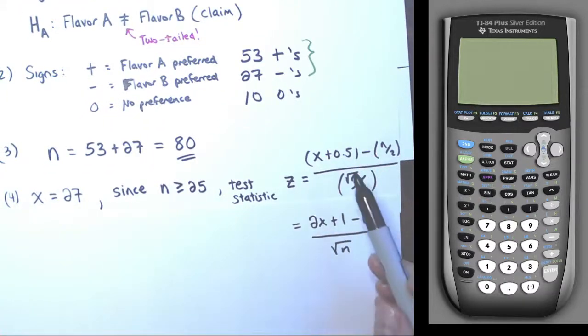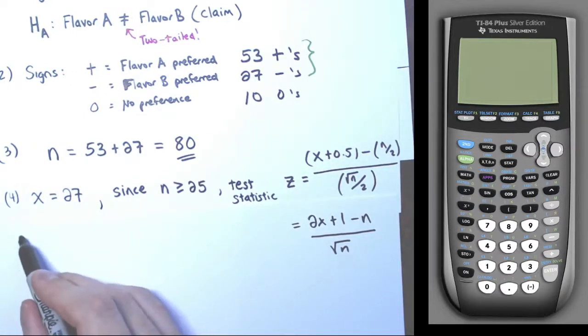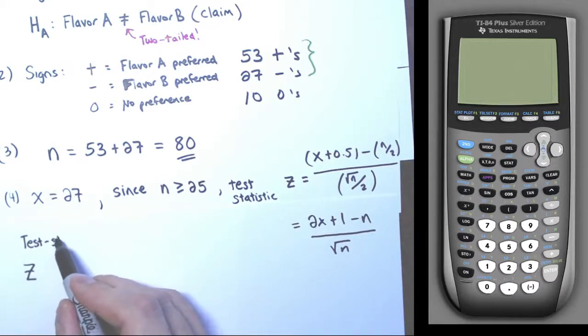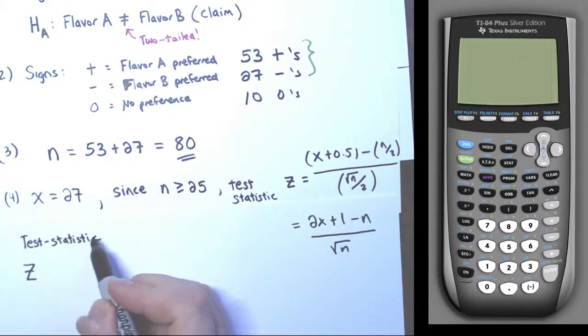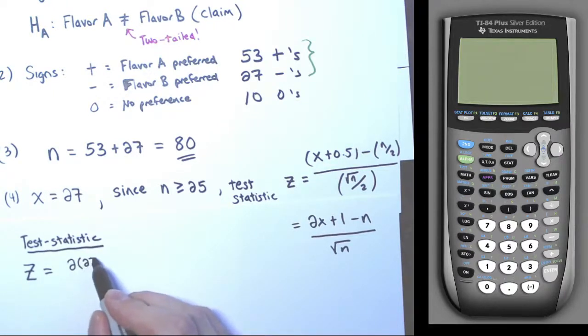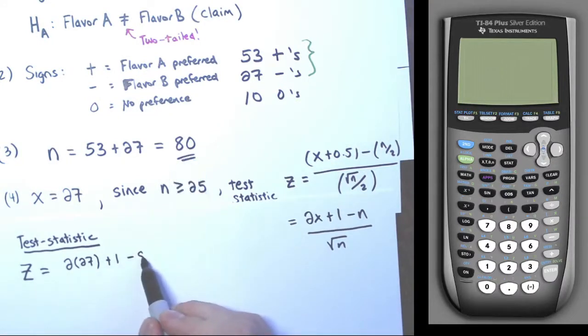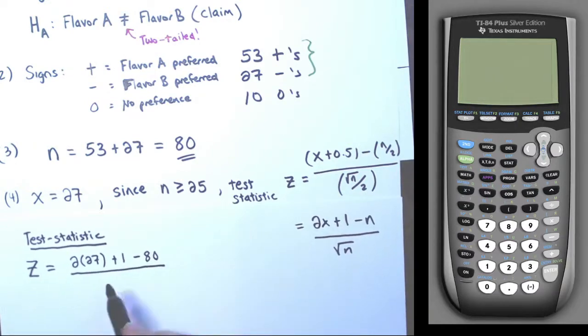Now, we already have the x and the n, so this should be easy. Our test statistic is a z-score. Z equals 2 times x, so 2 times 27, plus 1 minus n, which was 80. All that in the numerator, divided by the square root of 80. I'm going to round this to 2 decimal places.